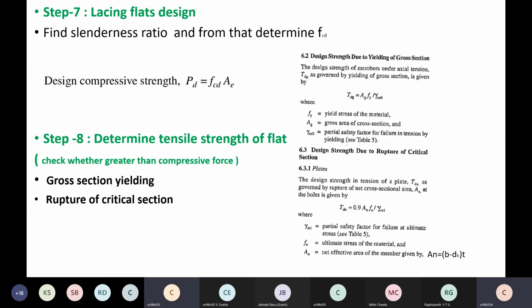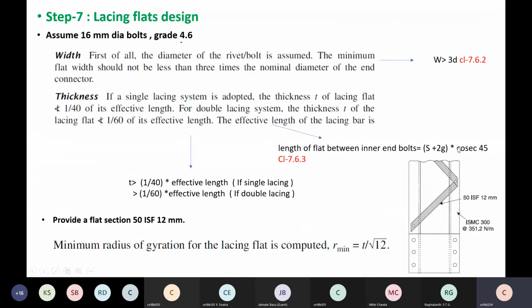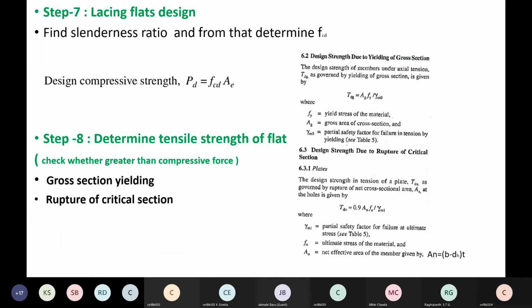Anybody have doubt in this? See, the effective length is nothing but s plus 2g into cosecant 45, which will be 400. It is divided by the r min, which is nothing but t by root 12, which you got as 3.464. So from that you will get 115.7. Sorry, there is no units. So for 115, you have to calculate what is FCD using the table. 89.2. Okay. So once you calculate FCD, you have to calculate the design compressive strength.